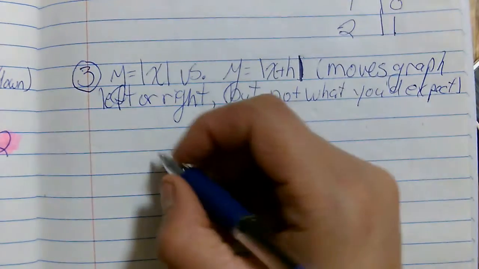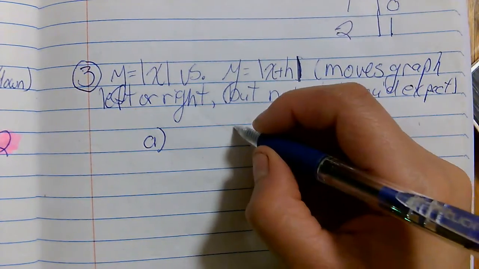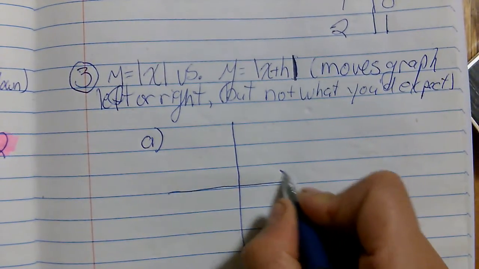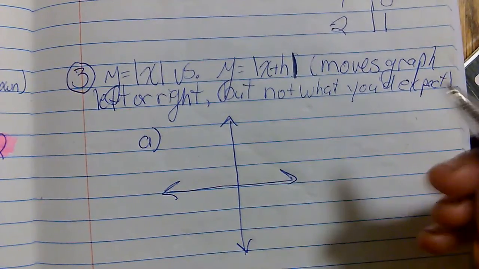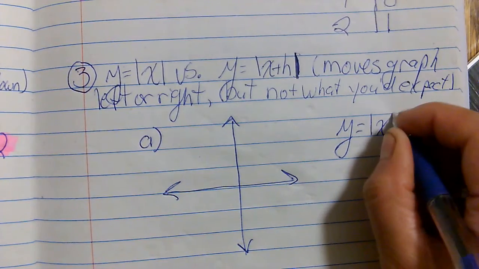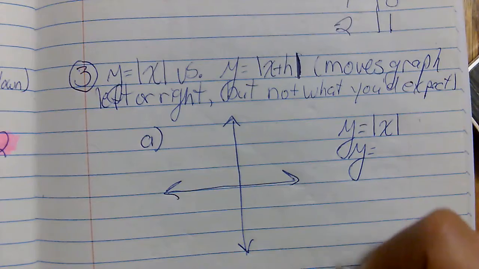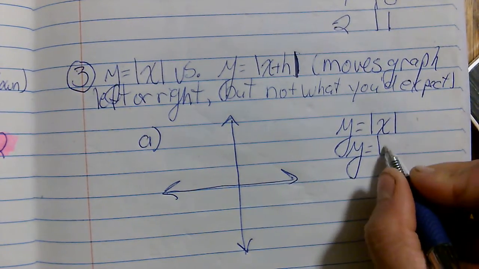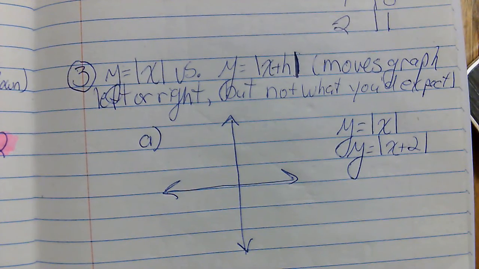So we're going to go underneath and put an A. And again, we're going to put our coordinate plane here, X and Y axes. And we're still going to be plotting both the parent function and our new function. Our new function is going to look like this: y equals the absolute value of x plus 2, and that's also going to be in the absolute value bars.